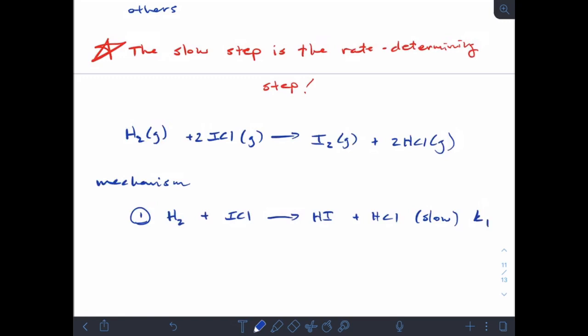All right? Our second step, we'll have our HI plus ICl again. Will give us our desired products, some of them anyway. This will be a fast step. We'll give it a value of K2.